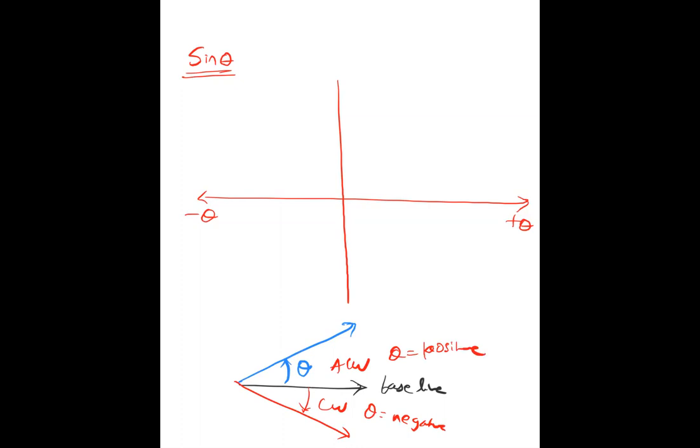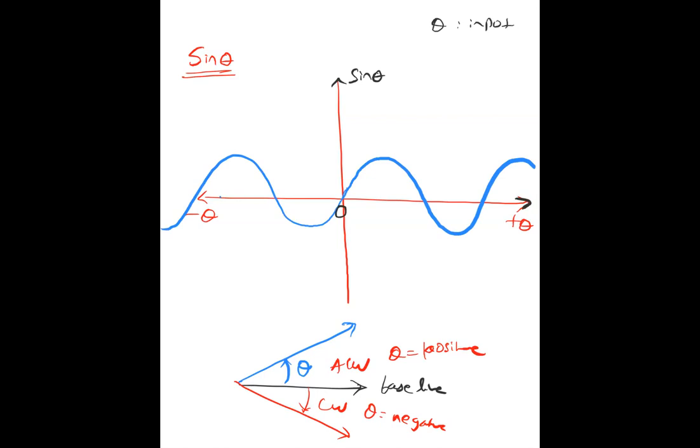And if you see the graph of the sine function, it looks like this. This is the graph of the sine function. This is theta equal to 0. This x-axis is theta and y-axis is sine theta. Theta is the input. Sine theta is the output.